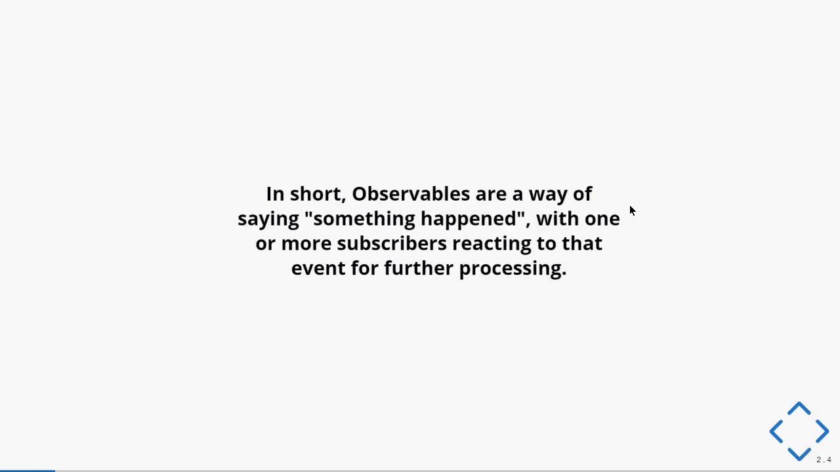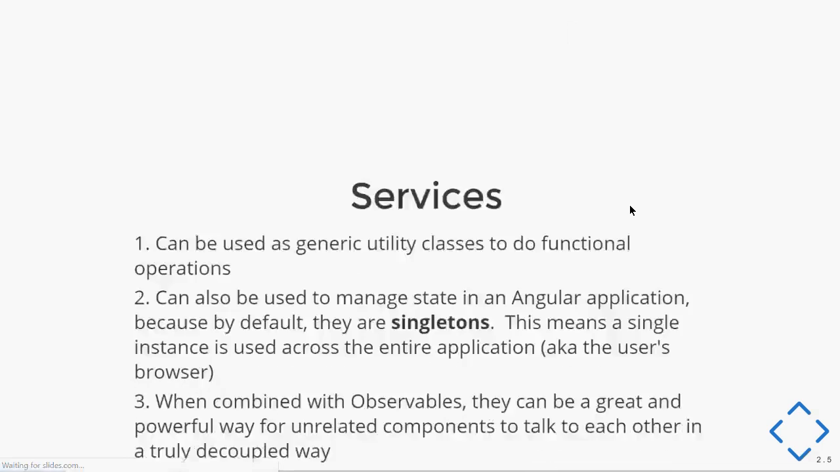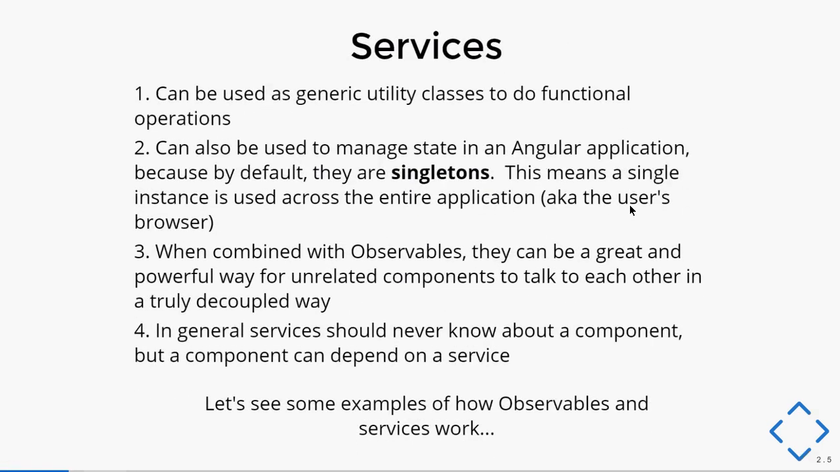So, in short, observables are basically just a way of saying, hey, something happened, and then you have one or more subscribers reacting to that event. And, I could be wrong, but as of the most recent version I've been using, if you don't have a subscriber to that observable, I don't think anything will fire. Is that correct, Micah? Yeah. So you've got to have at least one subscriber for the observable to even have any effect.